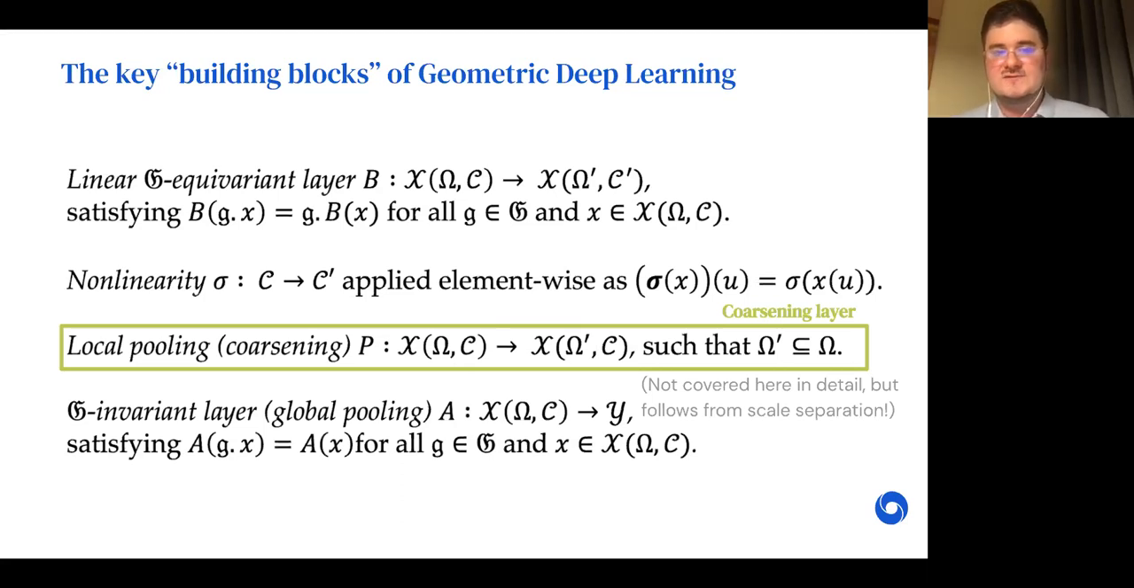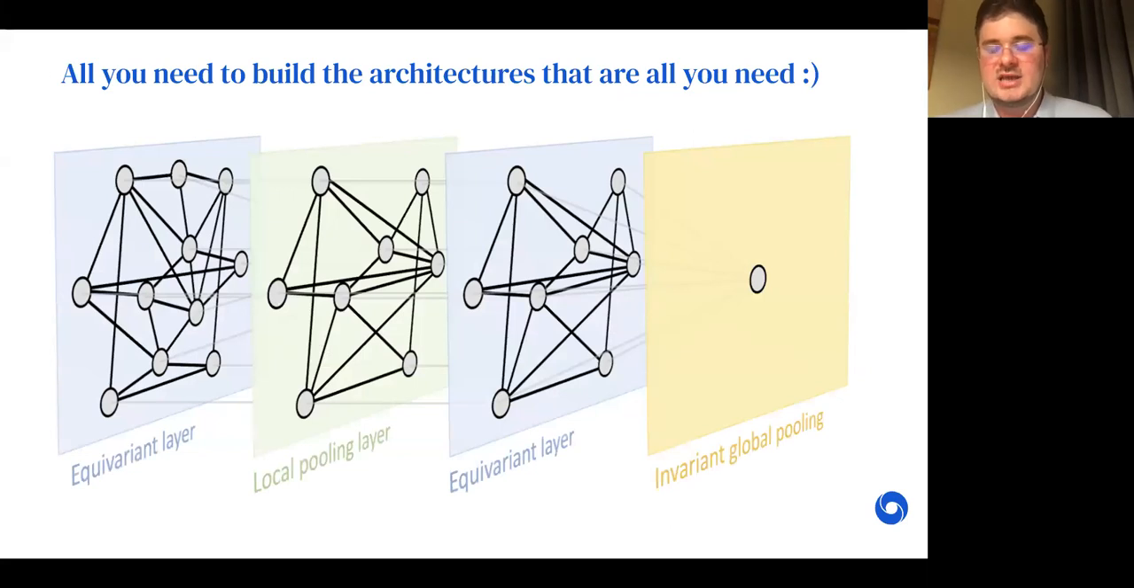So if you take these four building blocks, equivariance, invariance, nonlinearity, and pooling, and you combine them together, you end up with a very generic blueprint for building deep learning architectures. So you have a stack of equivariant layers followed by nonlinearities. And then if you want, you can also make the domain coarsened by applying pooling layers. And then finally, if you want predictions on the level of the whole domain, you do some invariant function to predict an output over the whole domain. And this turns out to be pretty much all you need to build the architectures.